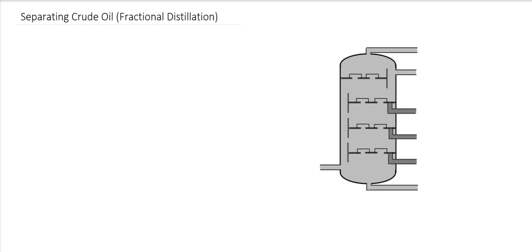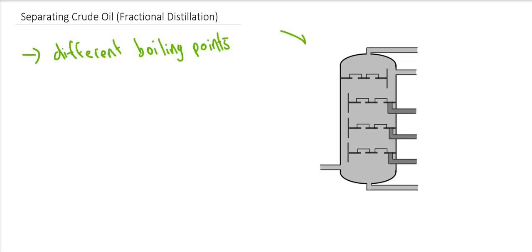Fractional distillation is how we separate crude oil, and we use fractional distillation to separate crude oil because the hydrocarbons have different boiling points. And you can see here that we have a fractionating column, and you need to be able to explain how the fractionating column works when separating crude oil. So the first thing that takes place inside of this fractionating column is that we boil the crude oil. In other words, we turn the crude oil into a gas.